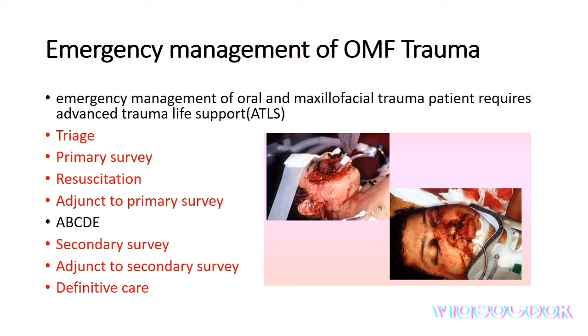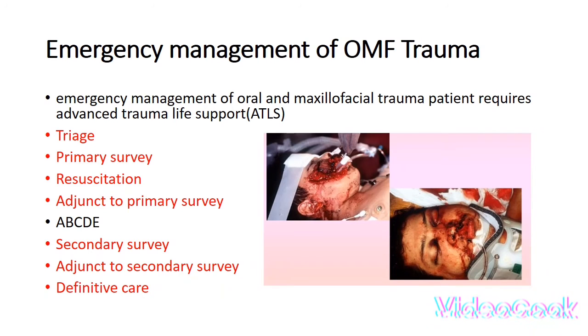Emergency management of oral and maxillofacial trauma is like any trauma management. We just have to do advanced trauma life support, which has two components. The first is the primary survey, then the second is the secondary survey. So we do triage in casualty when there is a mass casualty of trauma, where we select the patients, see the ones who need special attention and emergent treatment, and then we do resuscitation accordingly.